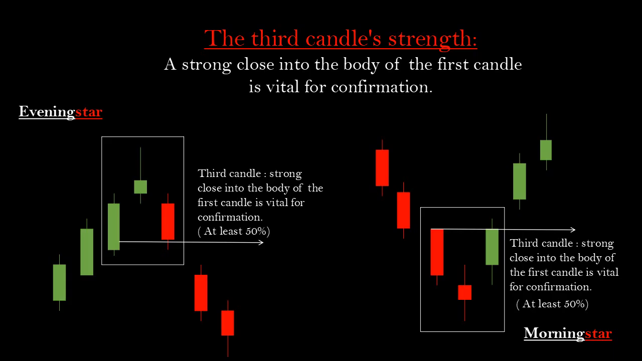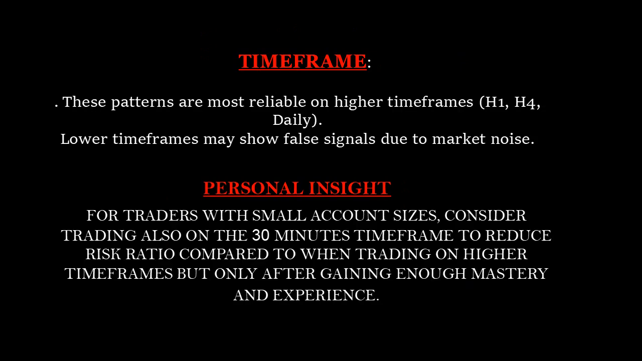And thirdly, the strength of the third candle is vital. For the evening star, a strong bearish close that penetrates deep into the body of the first bullish candle confirms the pattern, while for the morning star, a strong bullish close into the body of the first bearish candle is necessary for validation.